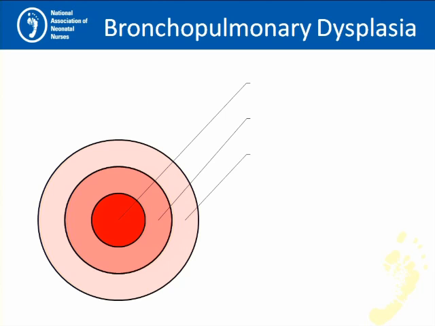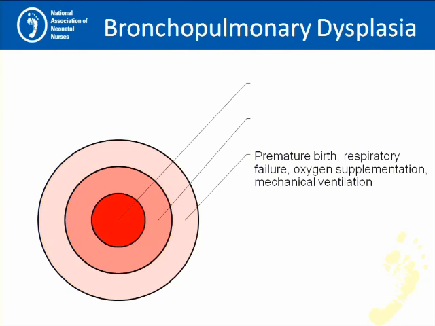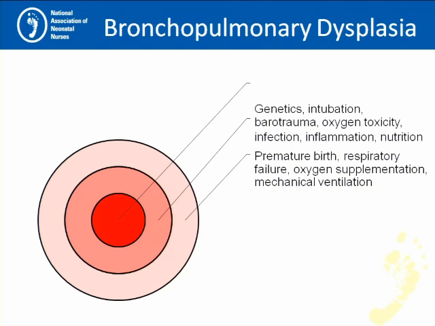The cause, prevention, and treatment of BPD are not fully understood, but appear to be multifactorial. The 4 major risk factors for developing BPD are premature birth, which is the single most important risk factor; respiratory failure due to marked immaturity, respiratory distress, meconium aspiration, pneumonia, and congestive heart failure; oxygen supplementation; and mechanical ventilation. Other risk factors include a family history of allergies and asthma, lung hypoplasia, maternal smoking, the infant's gender, and intrauterine or neonatal infection.